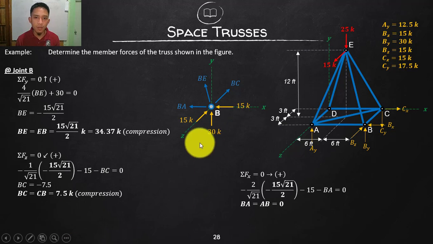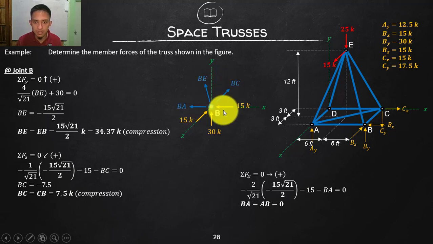For the purpose of this, we will have a pure solution of method of joints. What we need to do is isolate the joint. So at joint B, I will separate the joint B. All the members will be represented initially by assumption as tension.